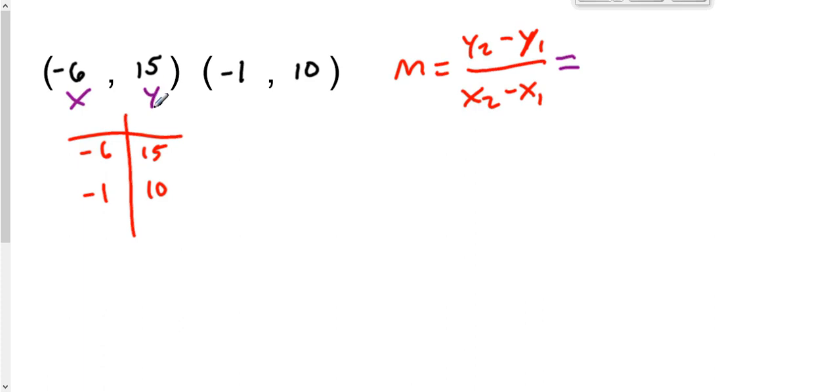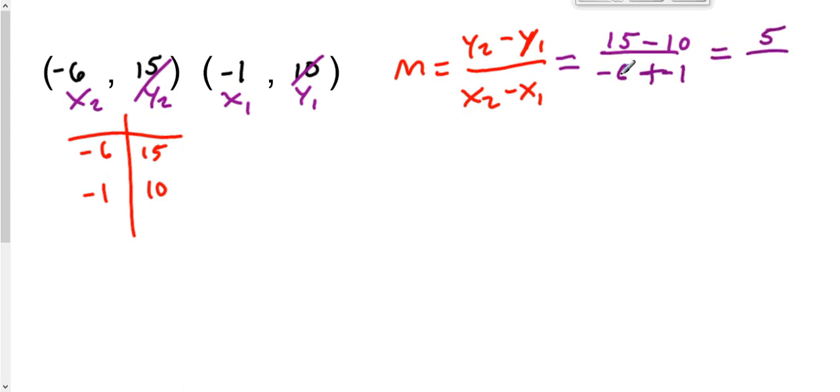So I have the x's and the y's. I have to pick which ones are 2's, which ones are 1's. It does not matter. I'm going to pick these to be the 2's this time, these to be the 1's. I get 15 minus 10, y2, y1, x2 is negative 6 minus negative 1, again, because the minus sign is already in the problem. I get 5 on the top. I get negative 5 on the bottom, which means I have a slope of negative 1.